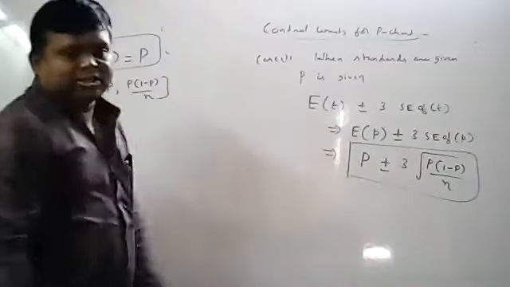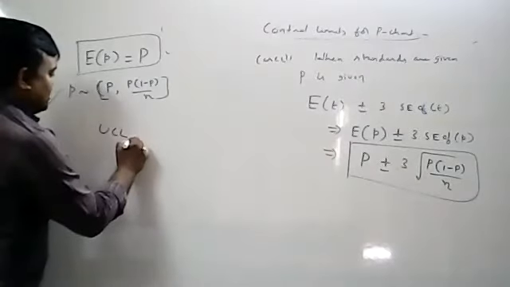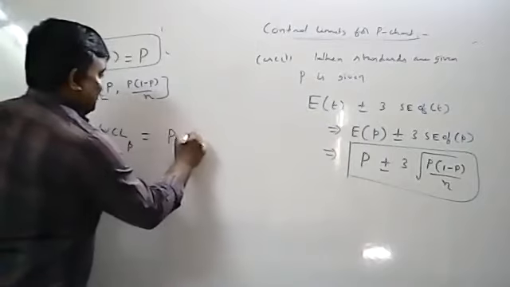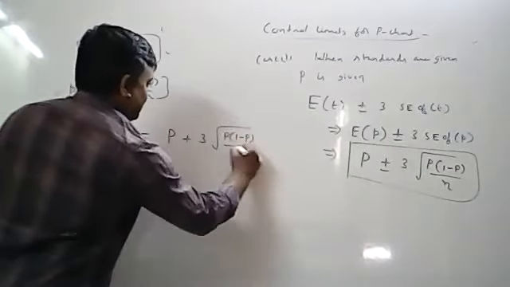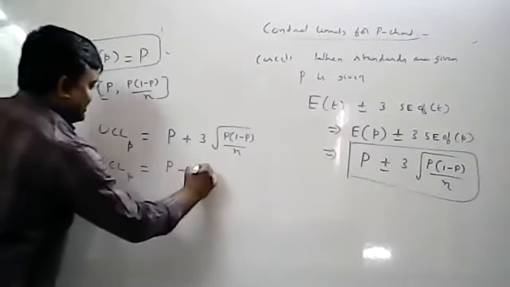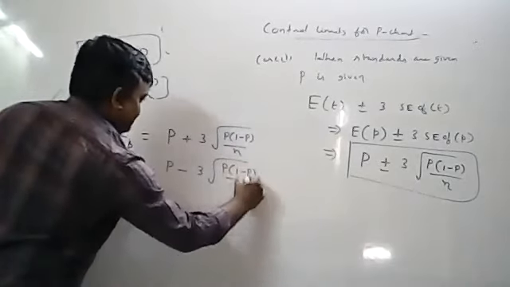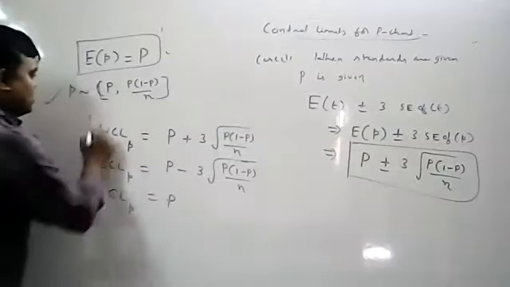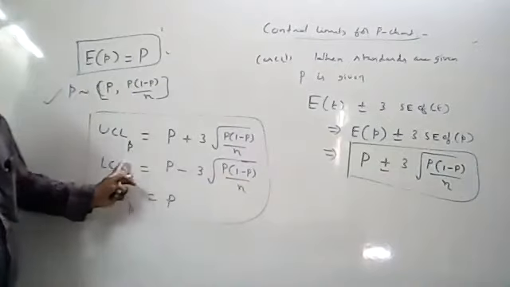Okay, now how many control limits will be there? 3 are there. First one is UCL. I will write UCL P. So UCL small p. Small p means P chart. UCL P equal to, UCL will take plus sign, 3 into root over capital P into 1 minus capital P by N. Next LCL P, it will take minus sign, 3 into root over capital P into 1 minus capital P by N. And the last one is CL P, capital P.